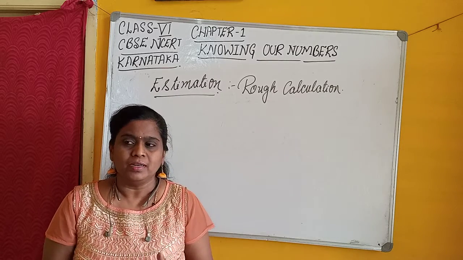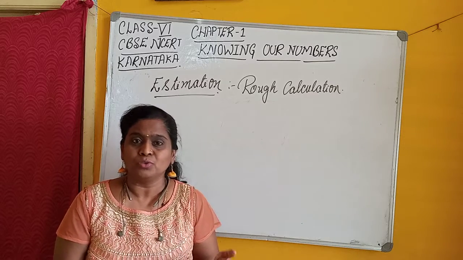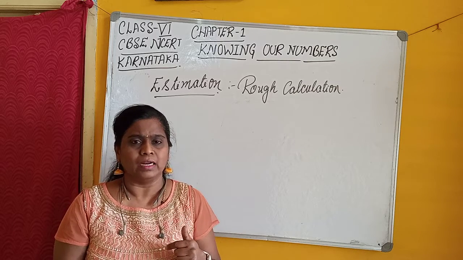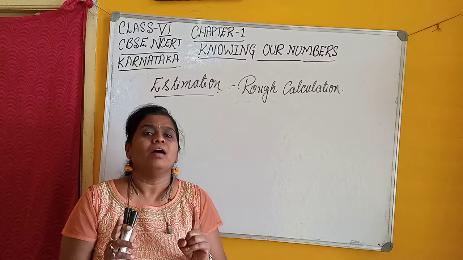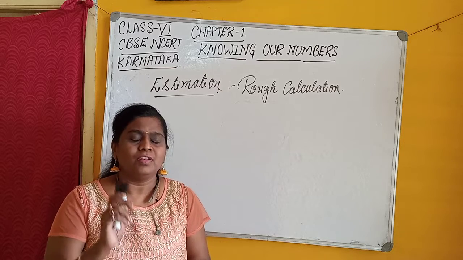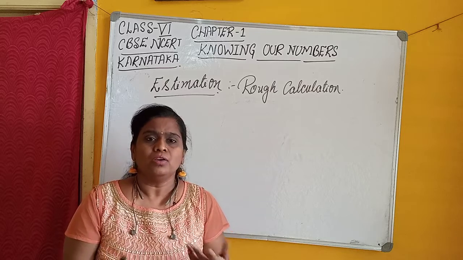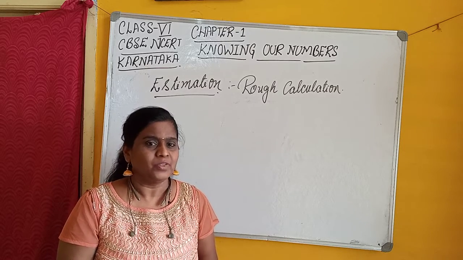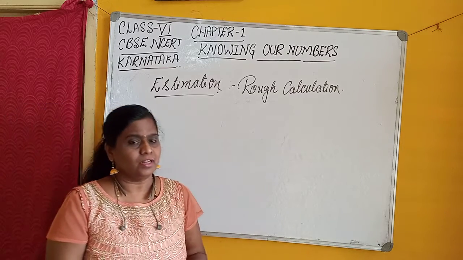For example, if anybody asks how many students are there in your school, you will tell around 2000, like that. You are not telling accurate numbers, you are telling the rough value. If in your school there are 2300 students, you will tell only around 2000. That is the rough calculation. What do you mean by estimation? It's nothing but rough calculation.